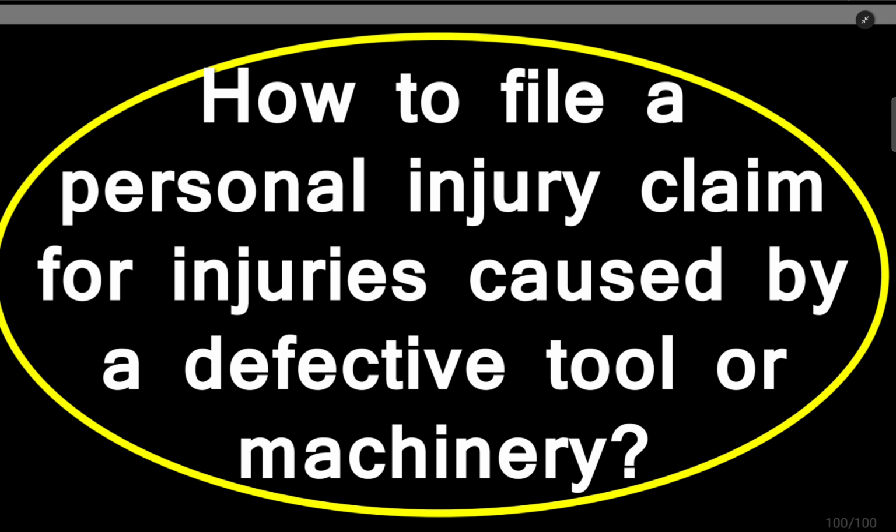Filing a personal injury claim for a defective tool or machinery injury can be complicated, but knowing your rights and taking the right steps can make all the difference. The most important things to remember are getting medical attention, documenting everything, identifying who is responsible, and working with a lawyer if needed. If you or someone you know has been injured by a faulty tool or machine, don't wait to take action. Protect your rights and seek the compensation you deserve.